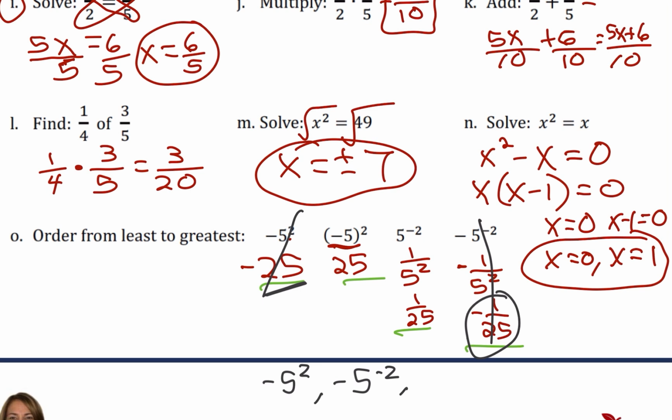The next number going in what's called ascending order is the 1 over 25. So the 1 over 25 is really 5 to the -2 power, and we're done. And then by default, the last one that we can possibly write is -5 squared, and we're done.